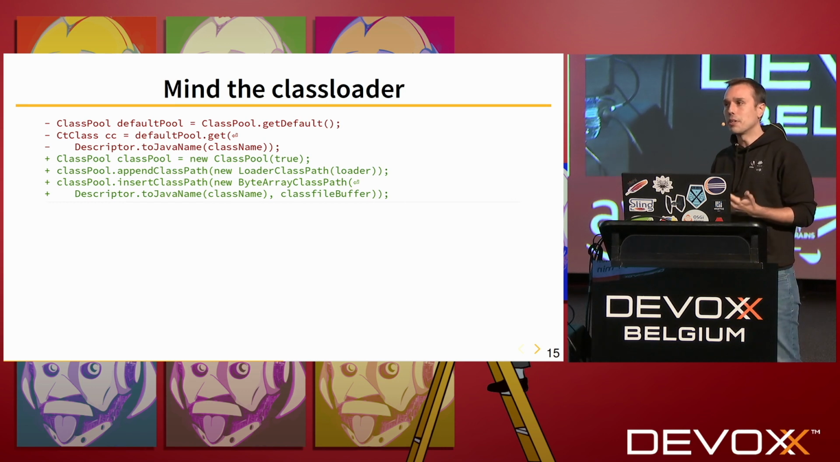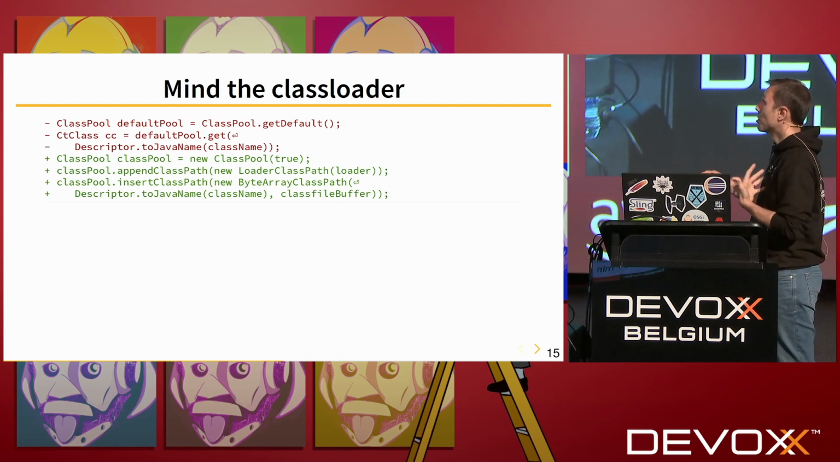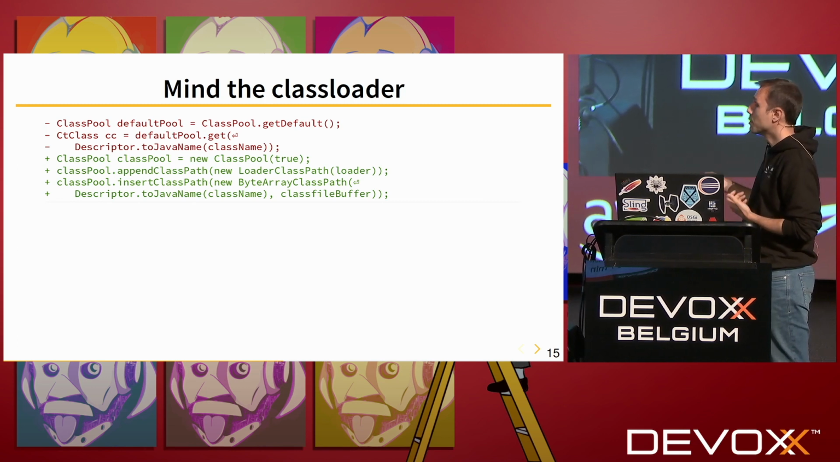And this is why the instrumentation API helpfully gives you access to a class loader. So instead of doing ClassPool getDefault and hoping that we get a class definition, what we want to do is construct a new class pool, and this true argument means we get access to the system class path.